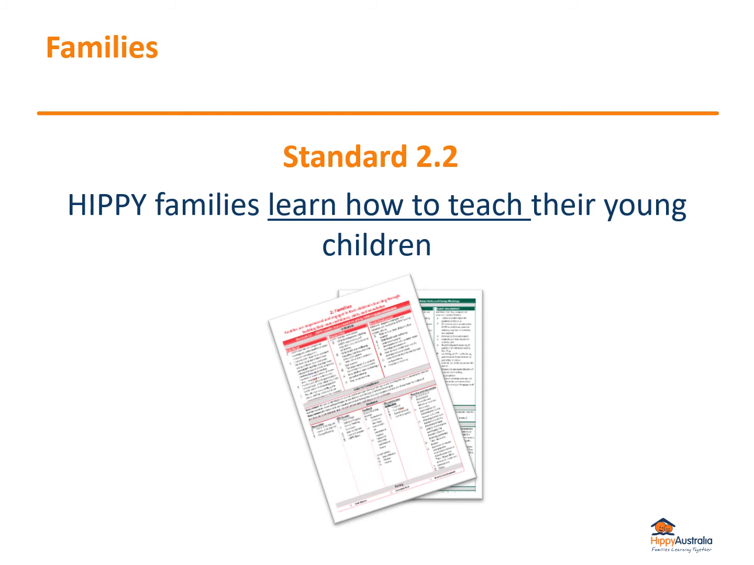Standard 2.2, HIPPY families learn how to teach their young children. The indicators for this standard look at HIPPY families learning about the purpose, why, and the learning, what, of each activity, the purpose, why, and the learning, what, in the parent packs, how using the 3 C's encourages their children's learning, using Everywhere Learning, modifying activities to meet their children's interests and learning styles.